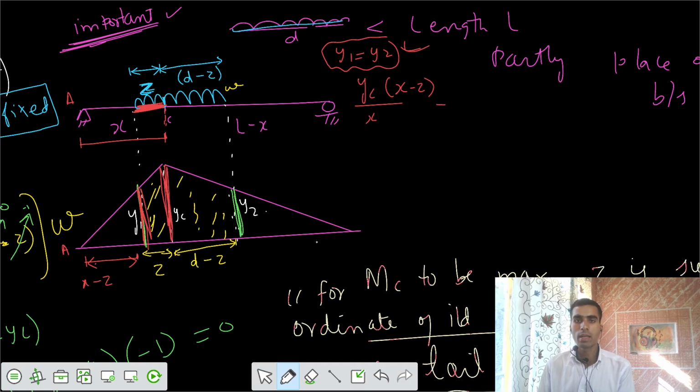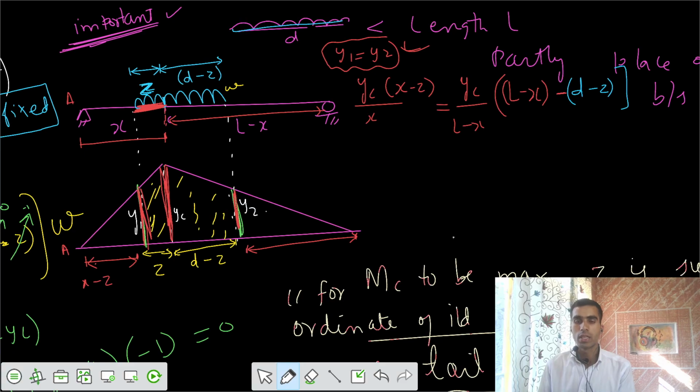Similarly, from the other side, what should be the value of Y2? Can you tell me what this value equals to? Total length was L minus X, and you subtract D minus Z. I would say YC for the length of L minus X, but I need it for the length of L minus X and minus one more term, that is D minus Z.